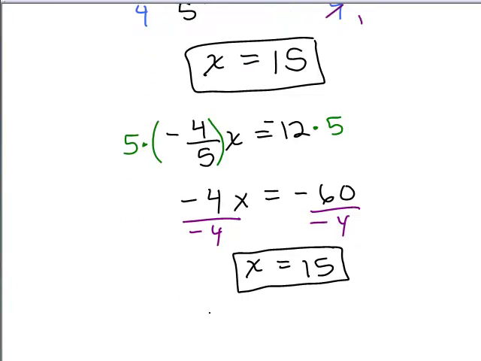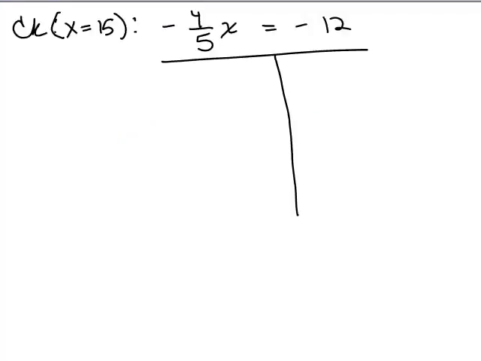So let's just check our answer. Let's see, I think I need a little more space. Okay, so we got for our answer that x equals 15, so we're going to plug that in, see if it makes the equation true. So I have negative 4/5 times 15. That's what I'm plugging in for x. And I'm just going to simplify this.